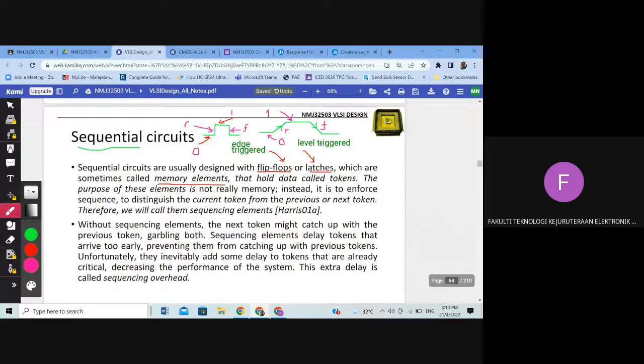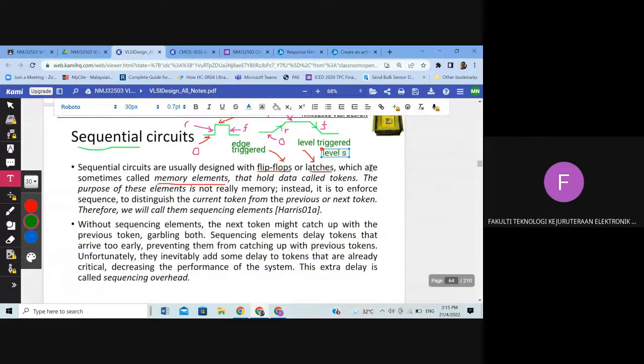So both elements, flip-flop and latches, require a clock. But for the flip-flop, it is either positive edge, rising edge, or falling edge, negative edge triggered. For the latch, it is either logic 1 high or logic 0 low. So it's different: level sensitive or edge sensitive. Sometimes we call them level sensitive or edge sensitive.